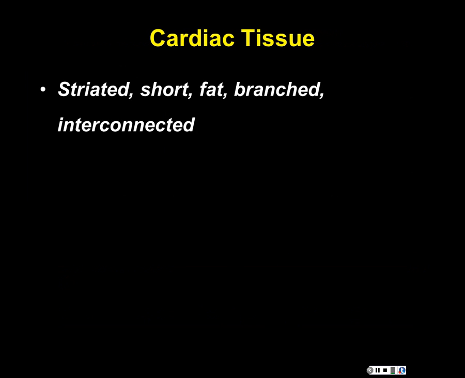We've already talked about some primary characteristics of cardiac tissue as well. Cardiac tissue is striated. It's short, like our smooth muscle cells, so you don't have one cardiac cell that runs the length of the entire heart. The cells are tiny. And I have the word fat, but I'd like you to change that word to broad. They're not fatty. I meant broad. They're wide.